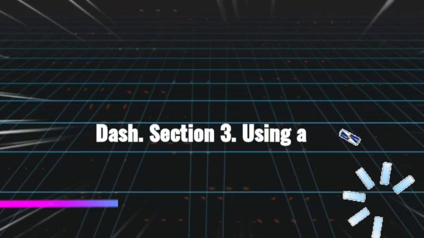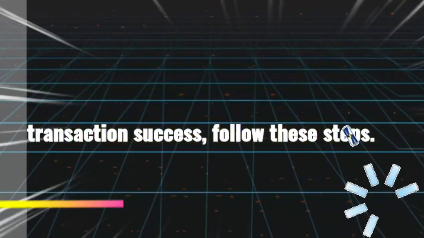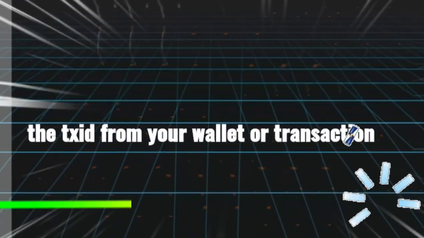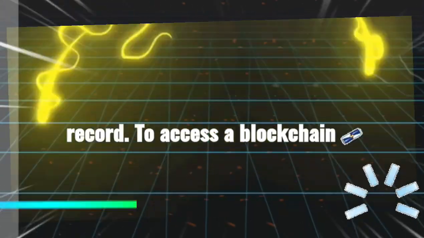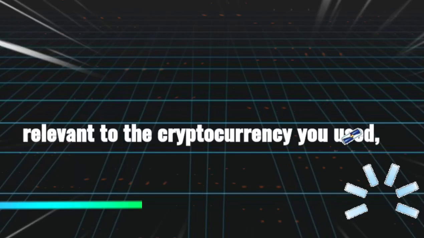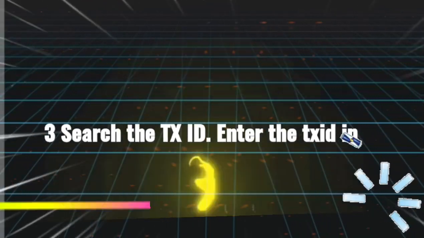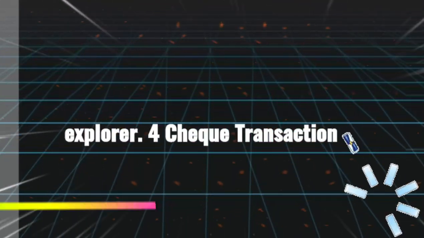Section 3. Using a blockchain explorer. To verify your transaction's success, follow these steps. 1. Obtain the transaction hash. Locate the TXID from your wallet or transaction record. 2. Access a blockchain explorer. Open a blockchain explorer relevant to the cryptocurrency you used, such as Etherscan for Ethereum or blockchain.com for Bitcoin. 3. Search the TXID. Enter the TXID in the search bar of the blockchain explorer.